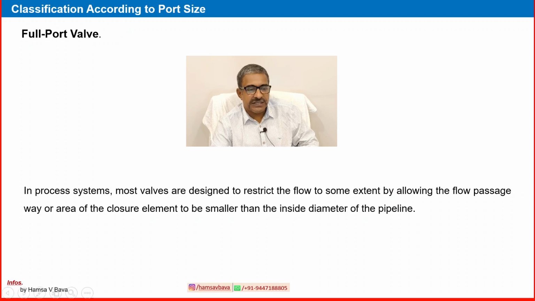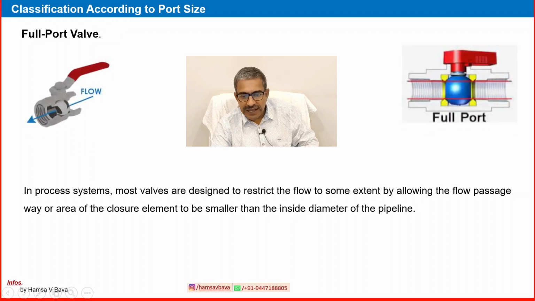Another classification is valve classification according to port size, full port valve. In process systems, most valves are designed to restrict the flow to some extent by allowing the flow passageway or area of the closure element to be smaller than the inside diameter of the pipeline. Look at this one here. Full port means the flow path is actually full port. In other cases a reduced port is there. That's why this is a full port valve. So this is another classification.